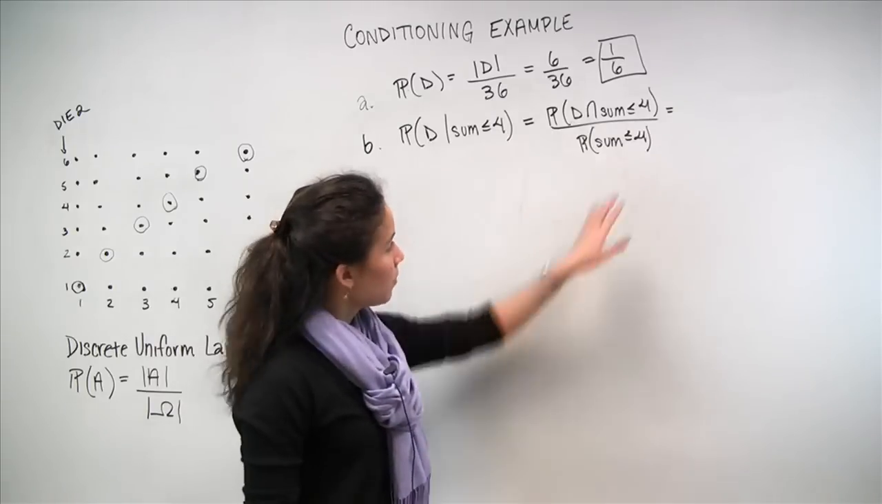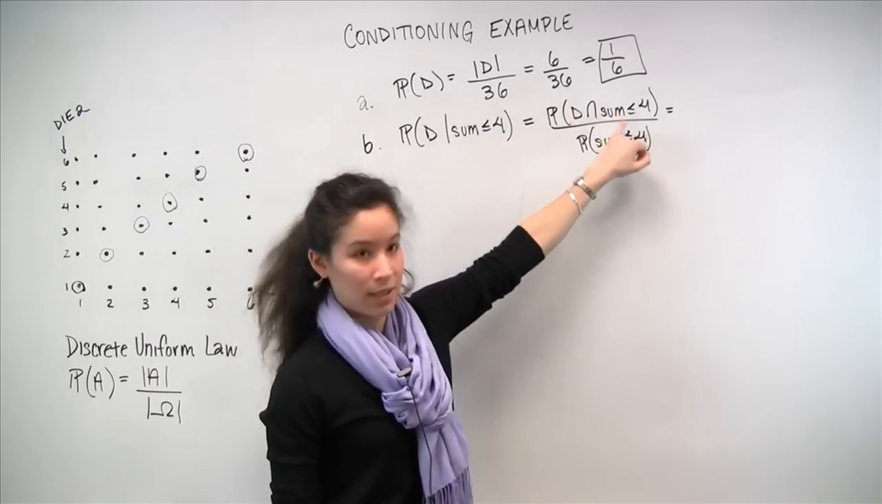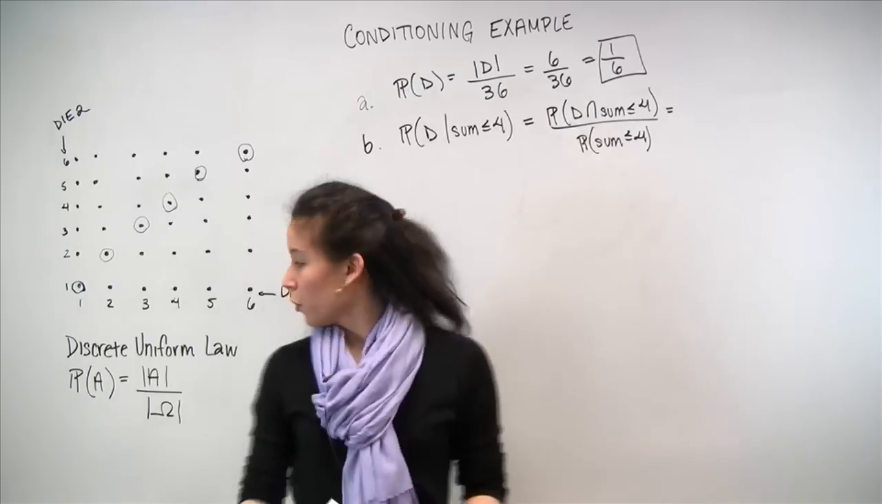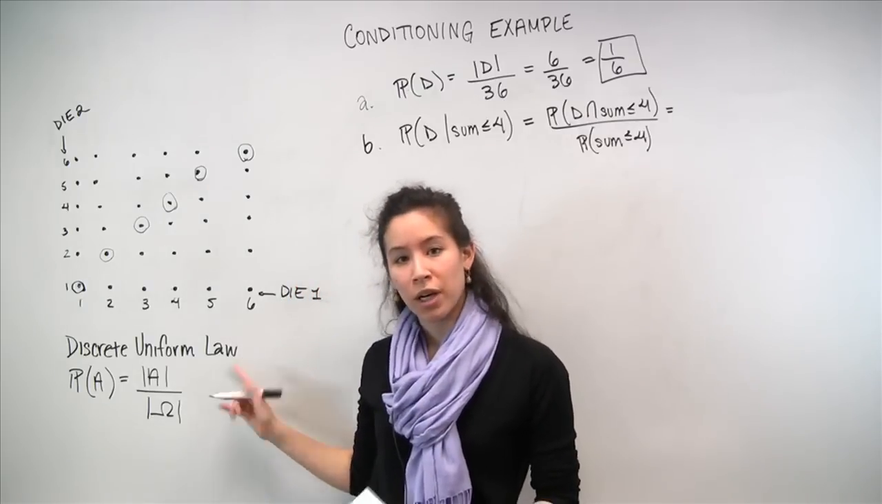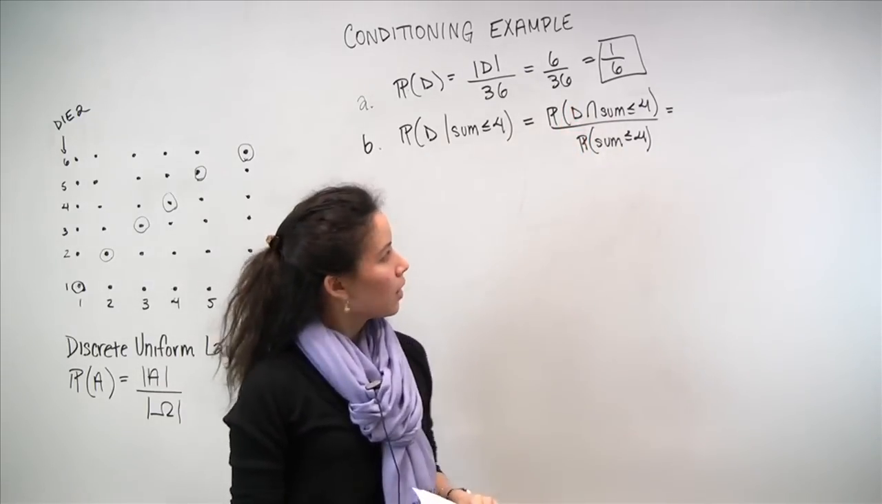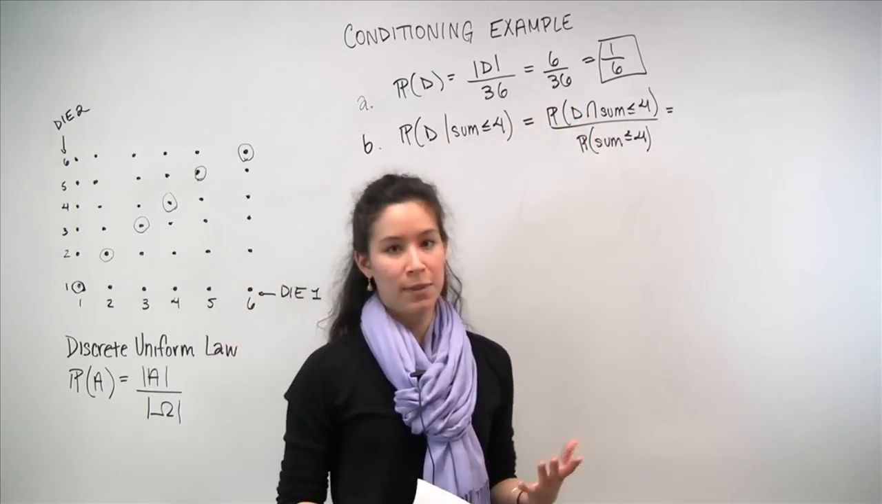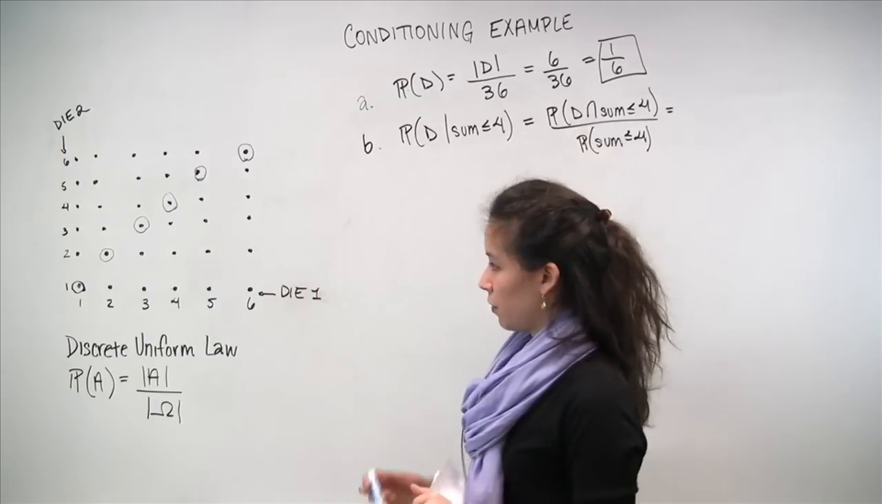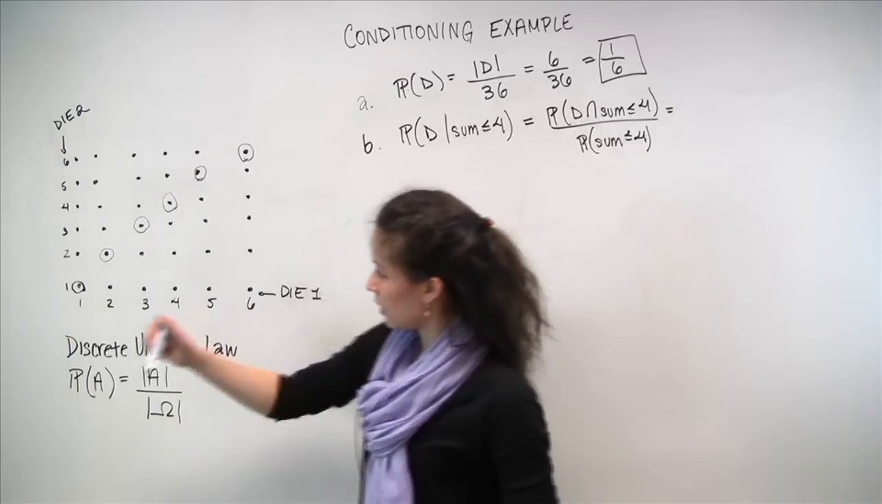Now, sum less than or equal to 4 and D intersect sum less than or equal to 4 are just two events. And so we can apply the discrete uniform law to calculate both the numerator and the denominator. So let's start with the denominator first because it seems a little bit easier. So sum less than or equal to 4, let's figure this out.